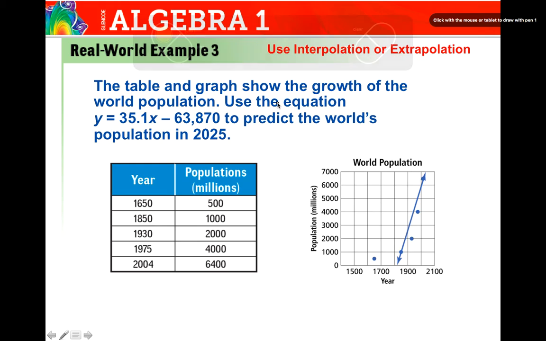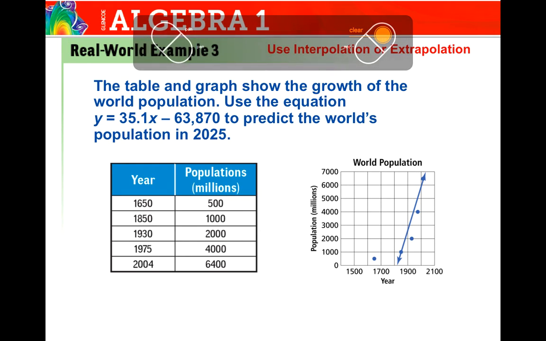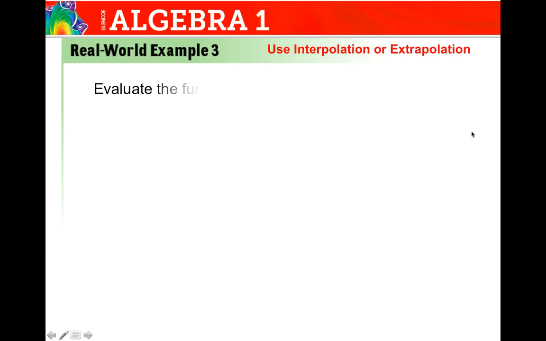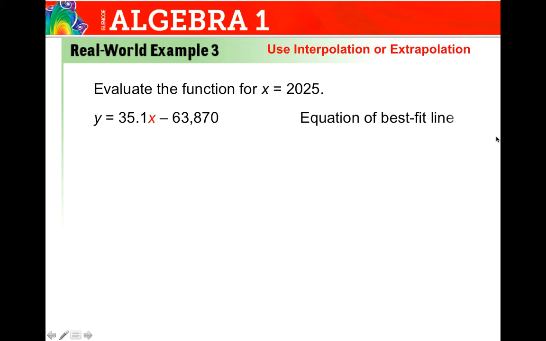Now what we want to do is use it to predict the world's population in 2025. Okay, so what we will do then is evaluate our function and let x equal 2025. Using our equation of best fit line, we are going to substitute our value 2025 in for x. So 31.1 times 2025 minus 63,870.